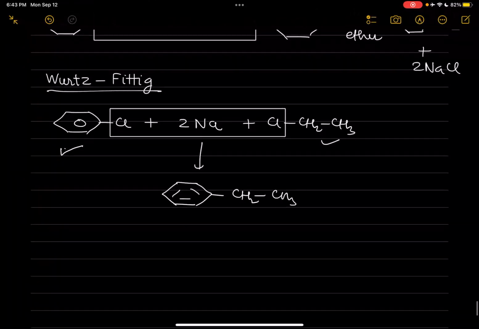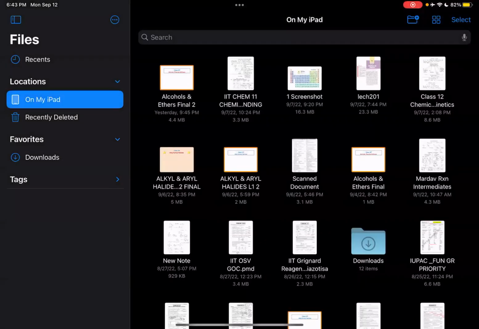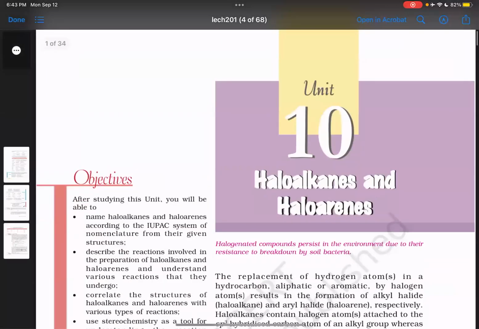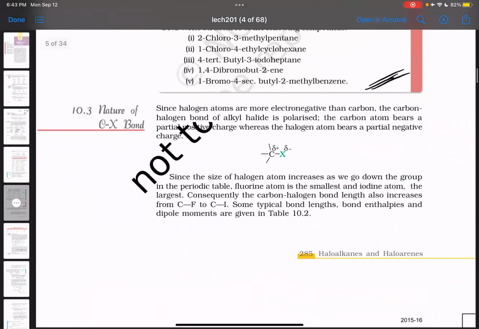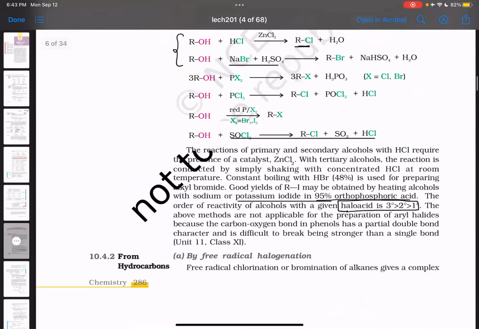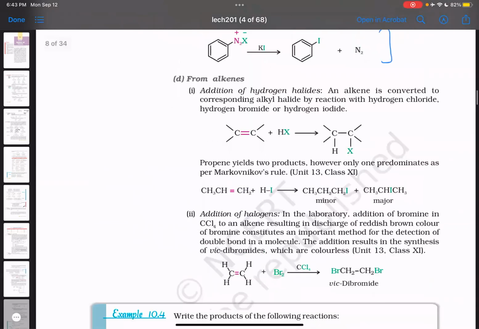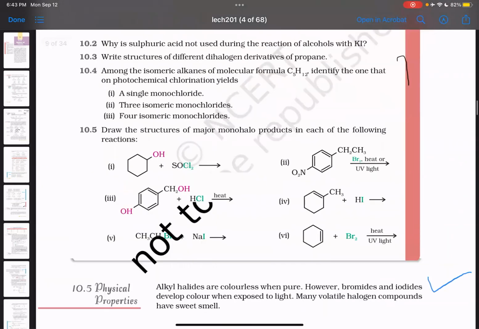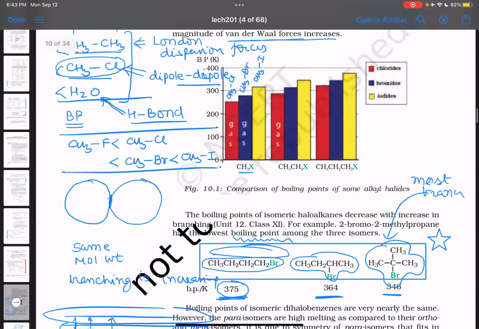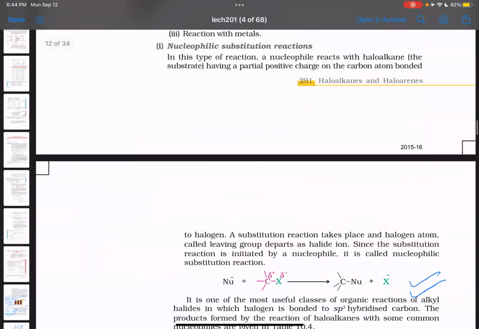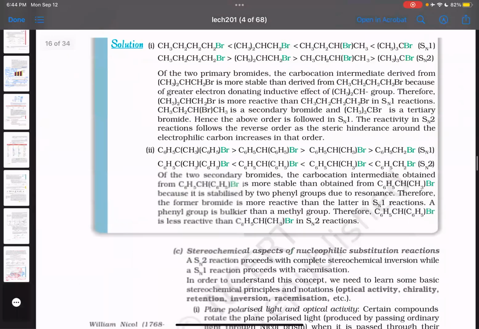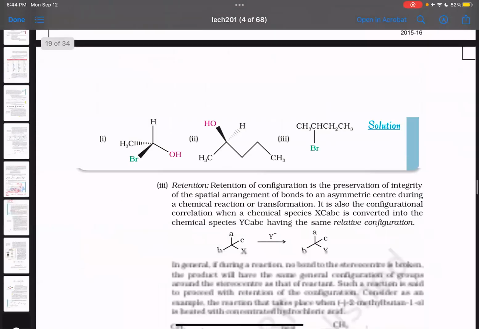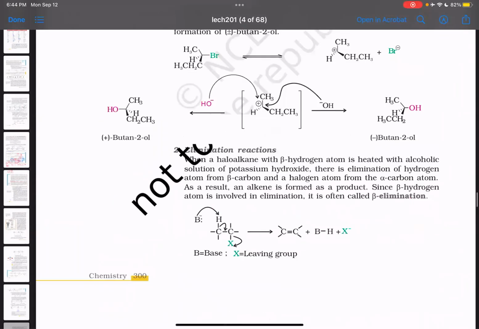So this is one reaction of alkyl halides that we have seen. Let me show it to you. It's there in the NCERT book also. You can see these are the physical properties. This is all what we have done, nucleophilic substitution reactions. This is the mechanism of SN1 and SN2. In SN2, there is an inversion which happens. That's what we have seen.